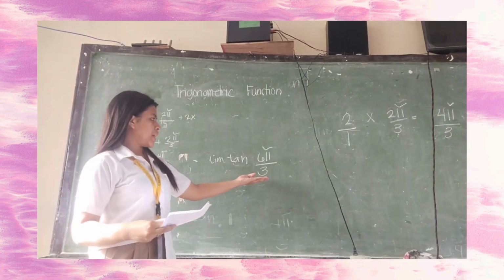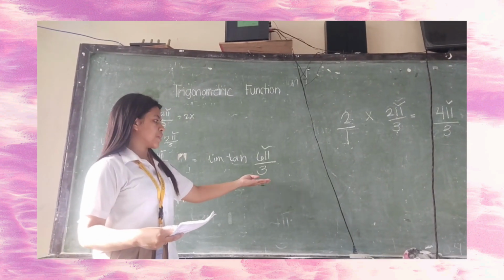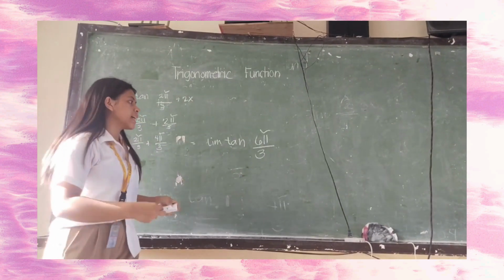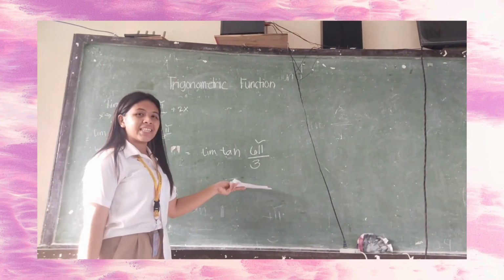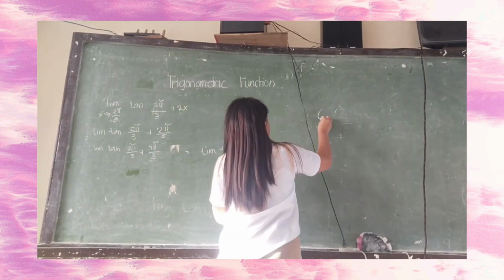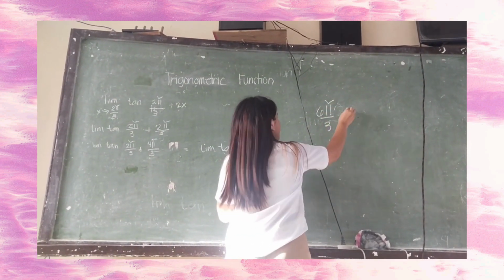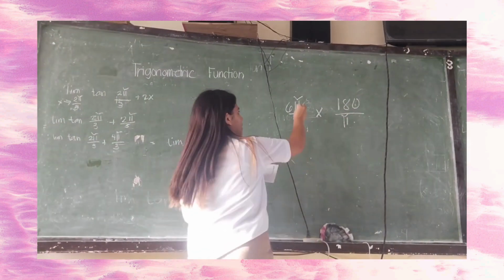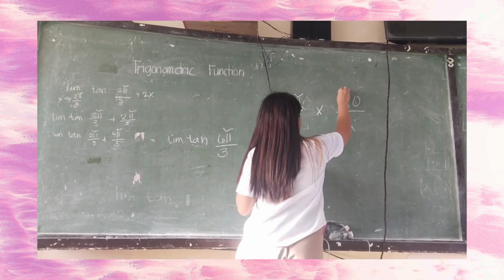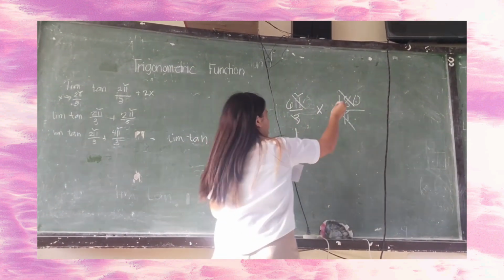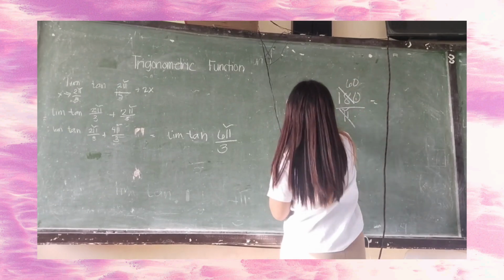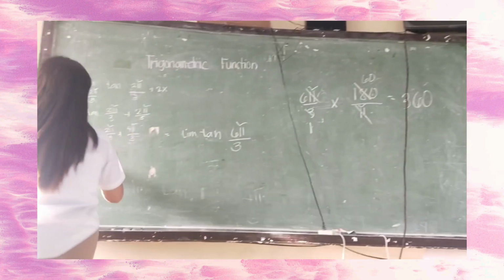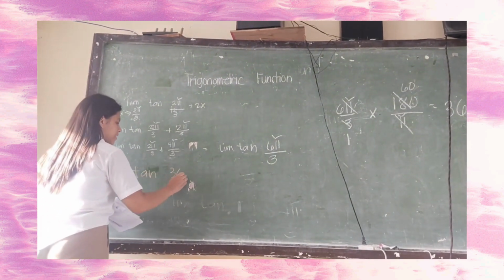Now that we have identified the radians, we will convert it to degrees. So this will now become the limit of tangent of 6 pi over 3. Since this is in radians, we will convert it into degrees. So this will become 6 pi over 3 times 180 over pi. We will simply cancel the pi, then get the GCF, so this is going to be 1, and this is going to be 60. So 6 times 60 is simply equal to 360. Now it becomes tangent of 360.